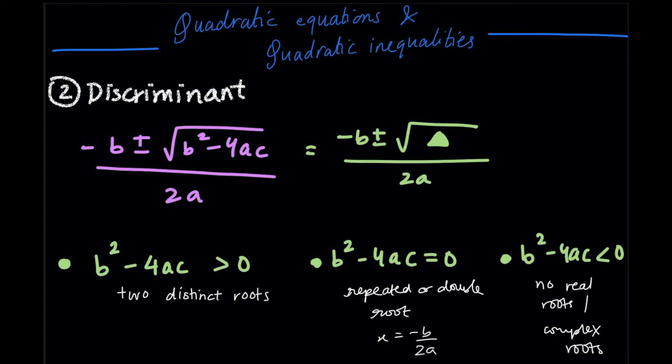The main purpose behind the discriminant is for us to find out the nature of the quadratic, whether it has 2 distinct roots, a repeated root, or no real roots.